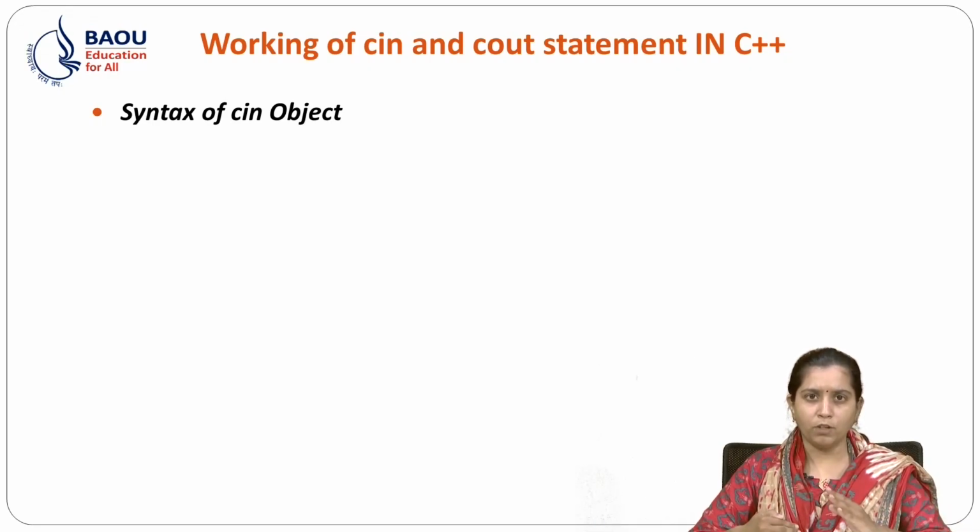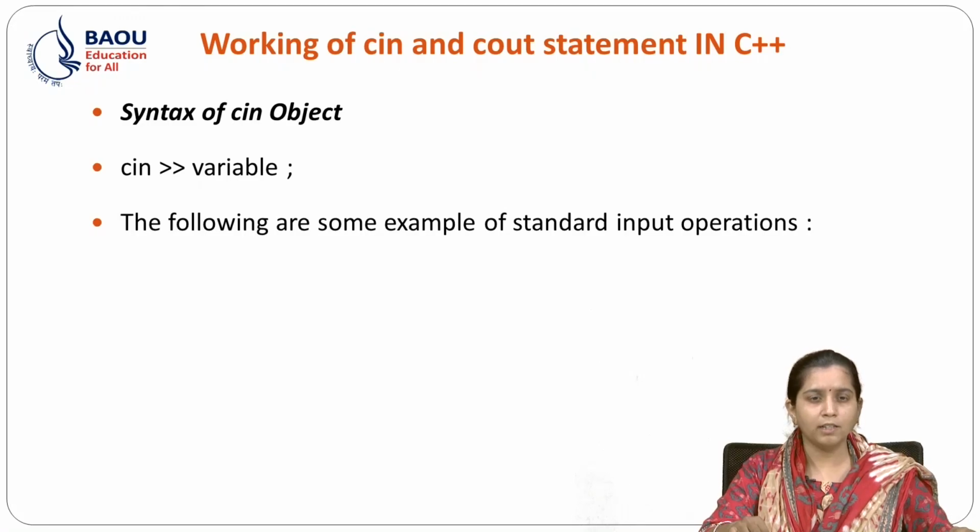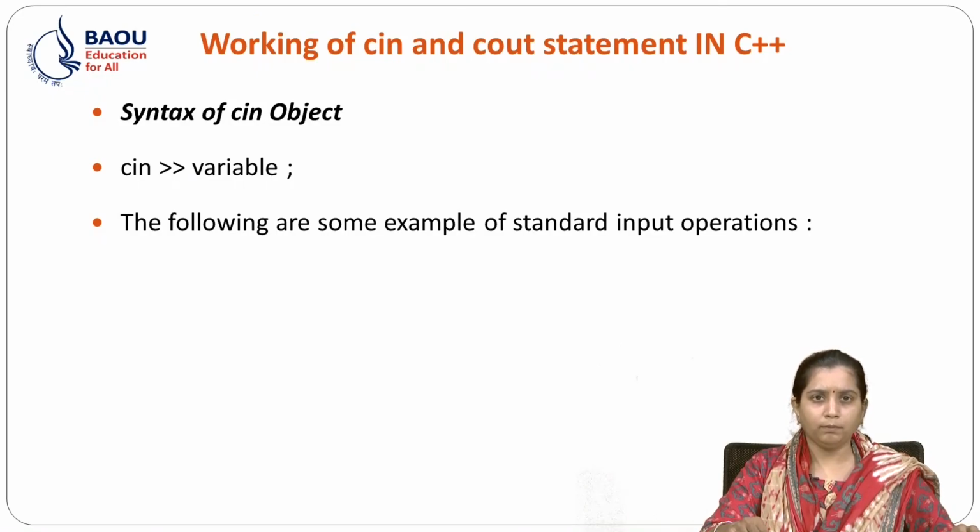The stream objects are declared in the header file iostream.h. So this is the header file for the cin object and cout object. They are the objects of the iostream.h library. So this is the syntax of the cin object: cin, then extraction operator, and variable.